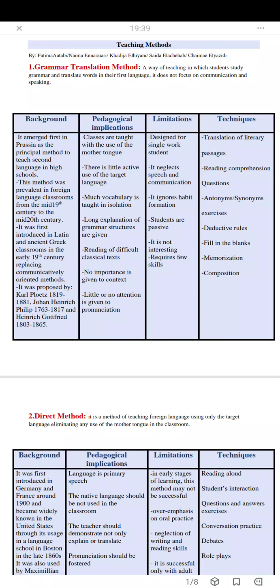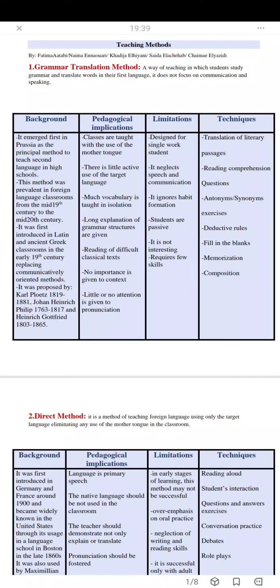The background of this method: it emerged first in Prussia as the principal method to teach a second language in high schools. This method was prevalent in foreign language classrooms from the mid-19th century to the mid-20th century. It was first introduced to Latin and ancient Greek classrooms in the early 19th century, replacing communicatively oriented methods.